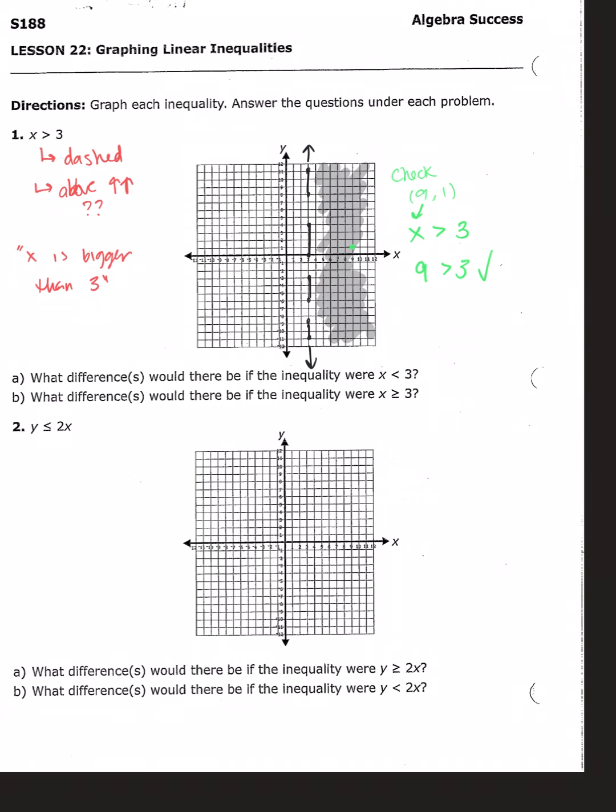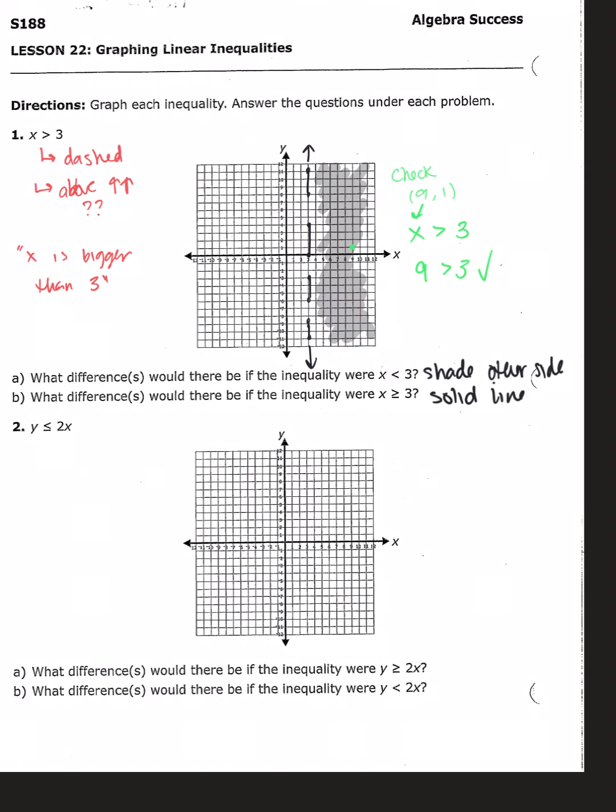So now we're going to think about what differences there would be if our inequality symbol changed. So what would happen if we switched our inequality symbol to a less than? Well, if x had to be less than 3, then I'd be shading the other side of my graph. The next one asks, what differences would there be if it was still greater than, but now it was greater than or equal to? Well, that would mean I have to have a solid line because it could be equal to 3.